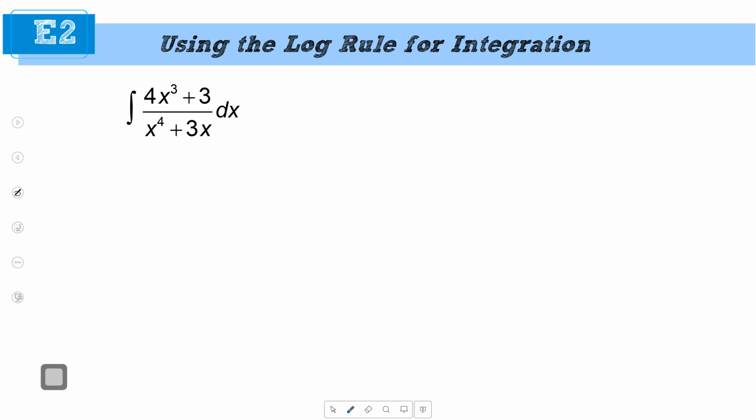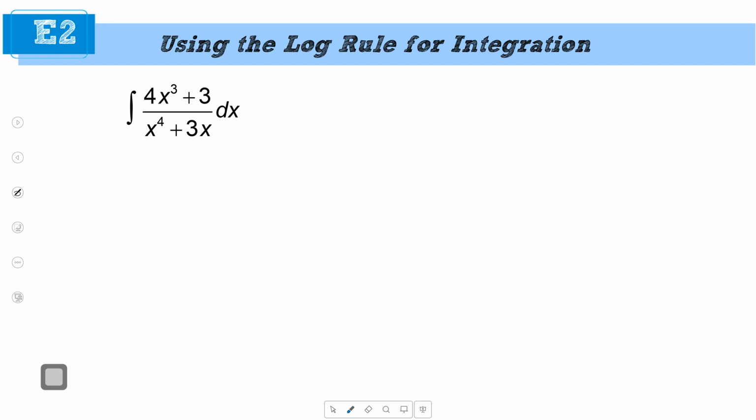What's u? Let's even back up. What are your choices for u? x. That would be really dumb, but yes, that is a choice. Correct. dx would be a choice also. Also very dumb and wrong. Okay, what are my other choices? x to the fourth plus 3x, or 4x cubed plus 3. The numerator, the denominator, or you could do the whole shooting match. That would be really bad.